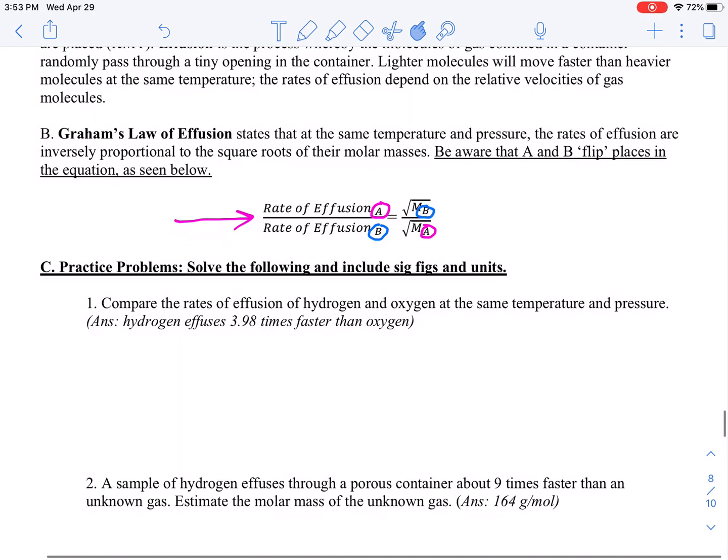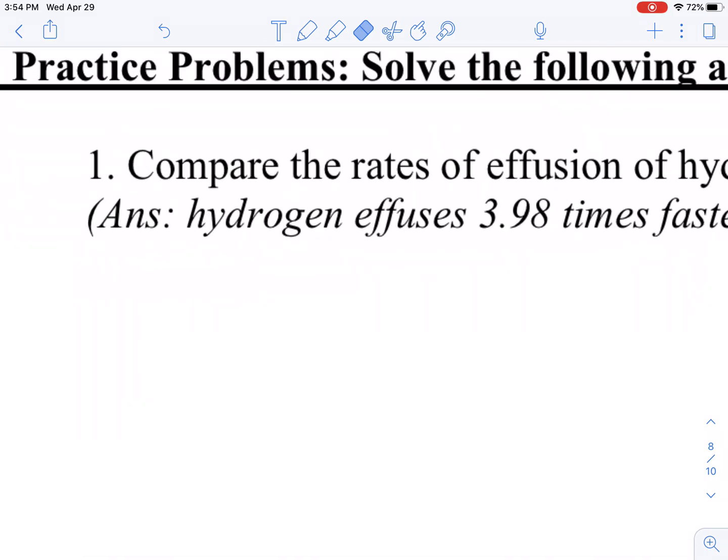So we're asked to compare in number one the rates of effusion of hydrogen and oxygen at the same temperature and pressure. So we are going to try this two different ways. We're going to try one where we put hydrogen on top, one where we put oxygen on top, and we're going to compare and see if there's a difference. So let's put hydrogen on top to start.